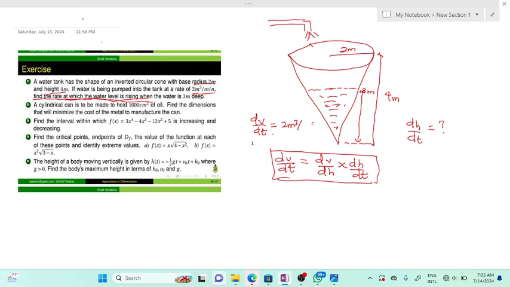I have the dV/dt given. Is that not it? My dV/dt is given, and the dh/dt is what I'm interested in. That is what I'm going to find. So the next thing that I should tackle is what? The dV/dh. That's the most important. So the dV/dh, that is what I have to look out for. Now, what is the dV/dh?